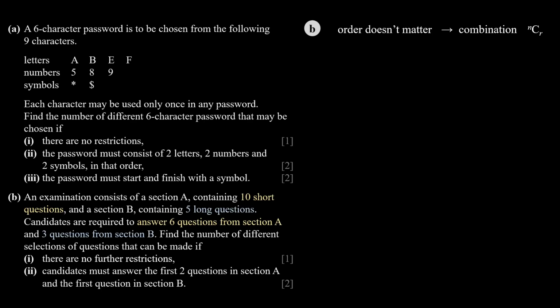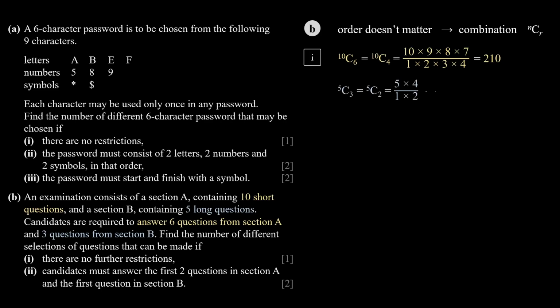Selecting 6 short questions from Section A can be calculated as 10 choose 6, which is equivalent to the fraction where the numerator is 10 times 9 times 8 times 7, and the denominator is 1 times 2 times 3 times 4. So, there are 210 combinations. Selecting 3 long questions from Section B is 5 choose 3, and the calculation gives 10. Since the selections from Section A and Section B are independent, multiply the results. Thus, there are 2,100 different selections of questions possible.